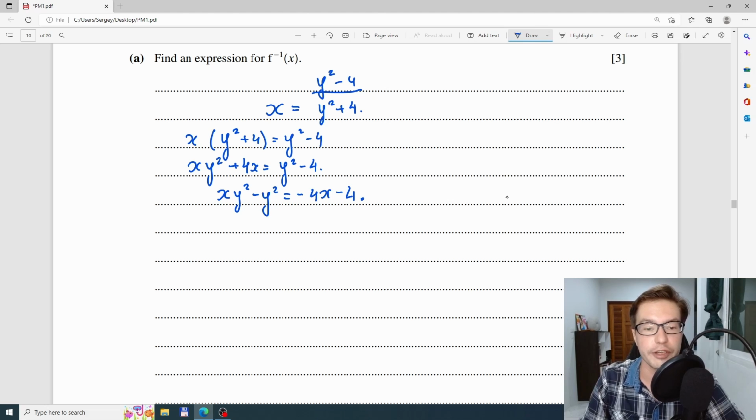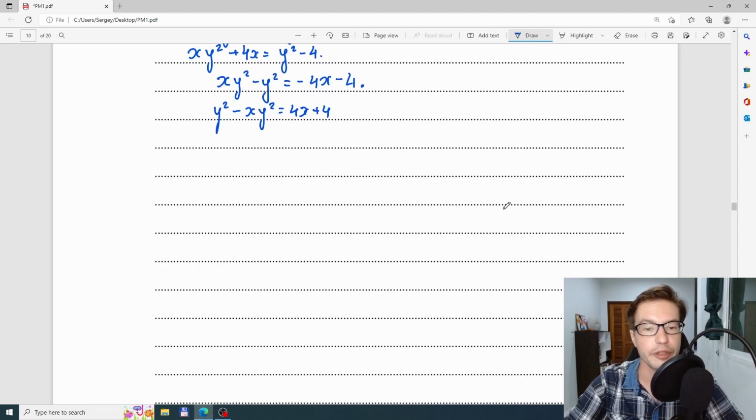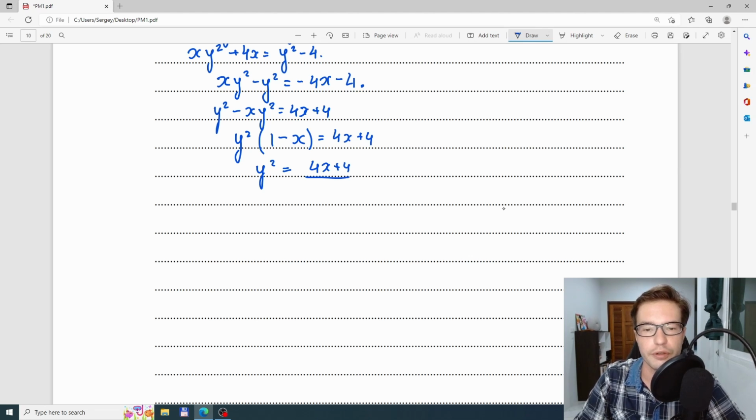Now, to make it look a bit nicer, I will multiply both sides by minus 1, and I will get y squared minus xy squared equals 4x plus 4. Now, to make y the subject, I will have to factorize first. So I get y squared times bracket y minus x equals 4x plus 4. Divide by the bracket, I get 4x plus 4 over y minus x. And then I will have to take the square root. And at this point, I will have to decide whether I want to take plus or minus.